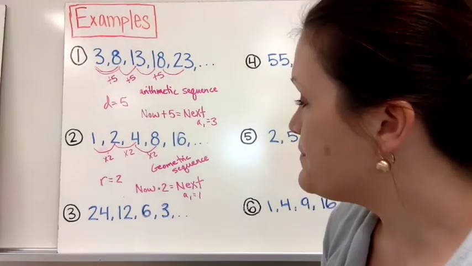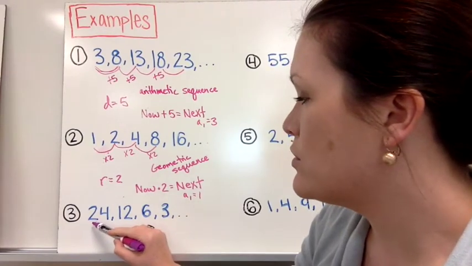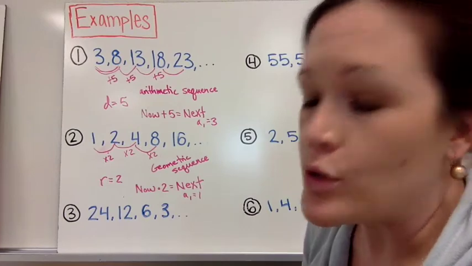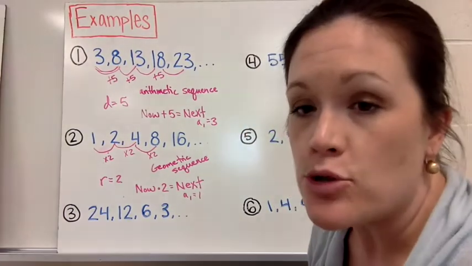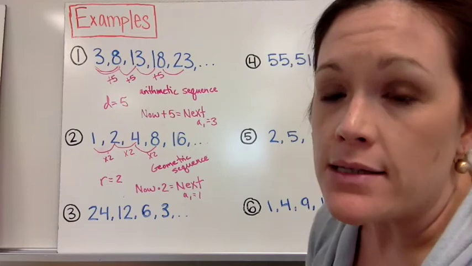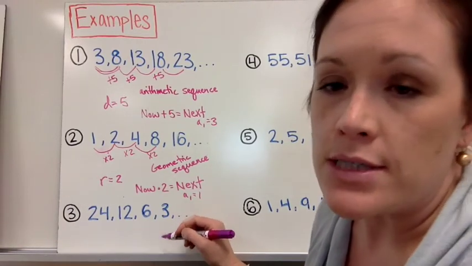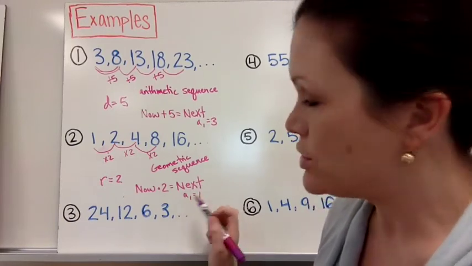So let's look at a few more. We have 24, 12, 6, and 3. So this one is going down, or decreasing. But is it decreasing by subtraction or by dividing? Because those are the two ways it could decrease. And if it's inconsistently decreasing, we'd say it's neither arithmetic nor geometric.